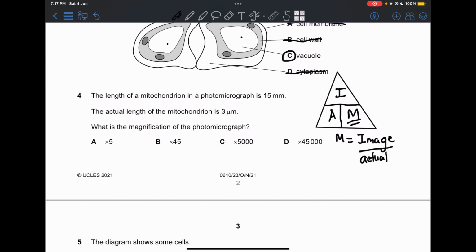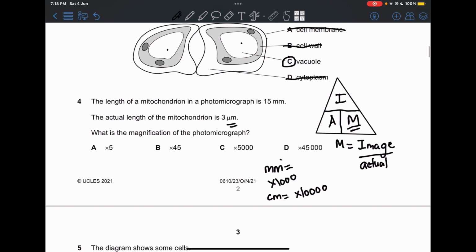So that's going to be over here. They gave us that the length of a mitochondrion in a photo micrograph is 15. So that's probably the image size. Now, before we write that down, you have to convert from millimeters to this unit. Now, how do we convert millimeter? If you're converting millimeter, you have to multiply by 1000. If you're converting centimeter, you have to multiply by 10,000. So this is just an important note you have to know.